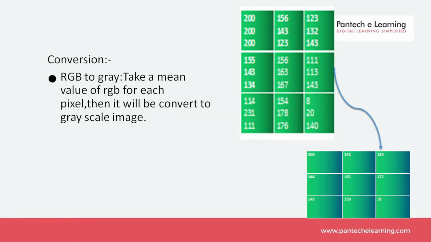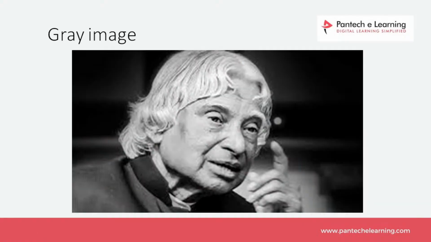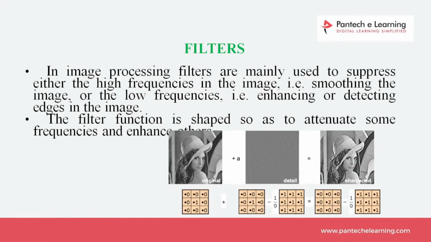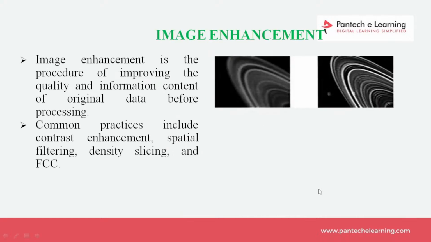Black and white means you take some threshold value, and then you can convert each pixel into either 0 or 1. Now you can see how the filtering technique works. Simple thing: you take the original image as a 3 by 3 matrix, then apply some particular operation on it. Coming to the next one, image enhancement.